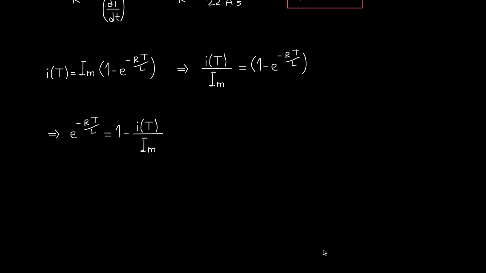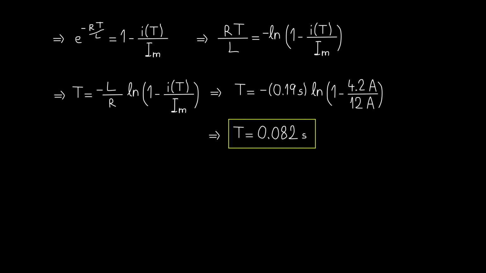The next step will be to take the natural log of both sides so that we get rid of the exponential term. Remember, what we're trying to do here is to isolate capital T on the left hand side, and it's in the argument of the exponential. That's why we need to take the natural logarithm of both sides so that the exponential disappears. Here's what we get after we take the natural log of both sides. Now, as the last step, let's divide both sides by R and multiply both sides by L to isolate capital T. Here we have capital T isolated. We know everything on the right hand side of the equation.